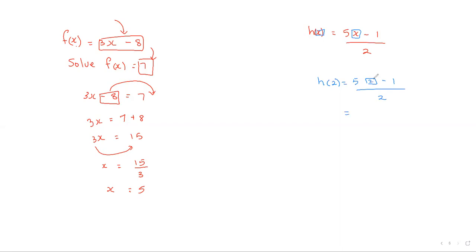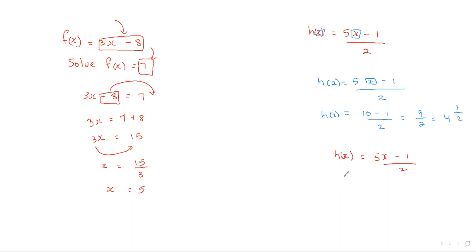So this will become 5 2s are 10 minus 1 over 2, which will be 10 minus 1, that's 9 over 2. 2 could go into 9 4 times, it will remain of 1 over 2. That's if I was looking for h of 2, where x was, I substituted it. But let's say they gave me that h of x is equal to the same 5x minus 1 over 2.